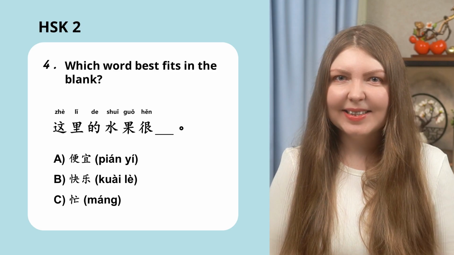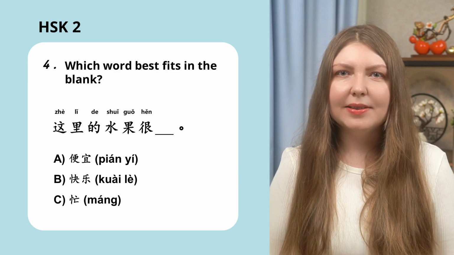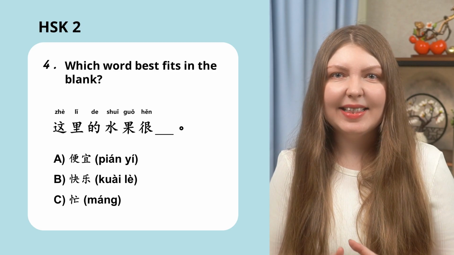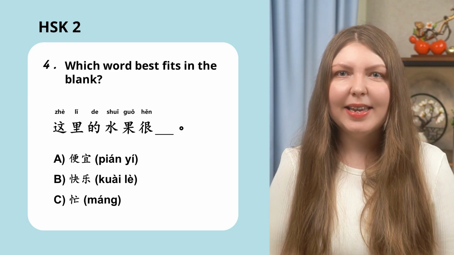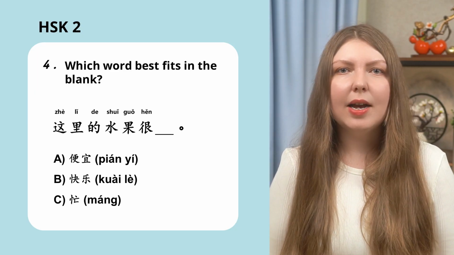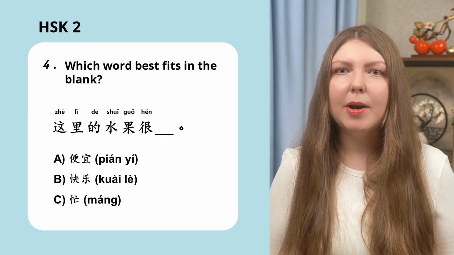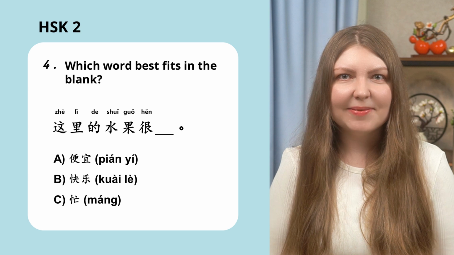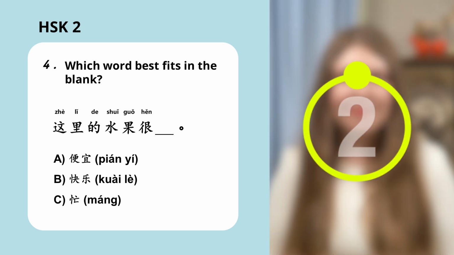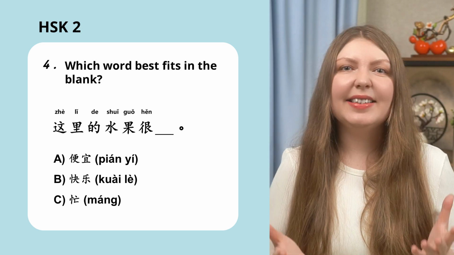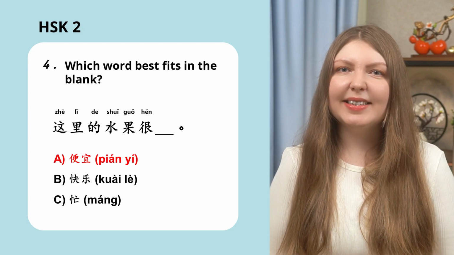Look at this sentence. 这里的水果很 Which word fits best in the blank? Is it A, 便宜, B, 快乐, or C, 忙? Take a moment to think about what makes sense in this sentence. The answer here is A, 便宜, which means cheap.